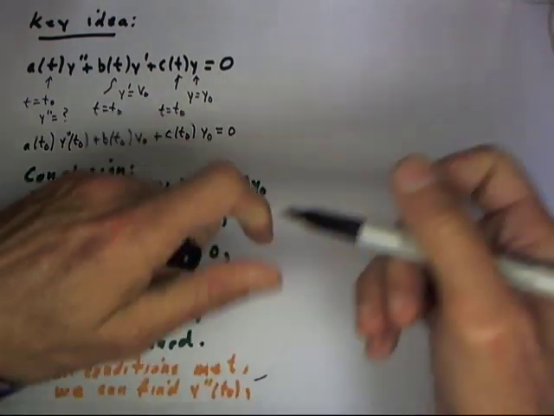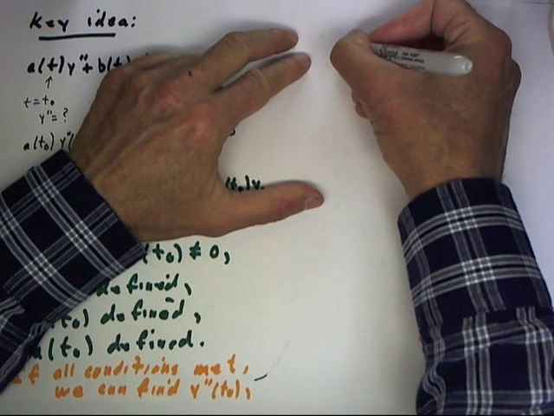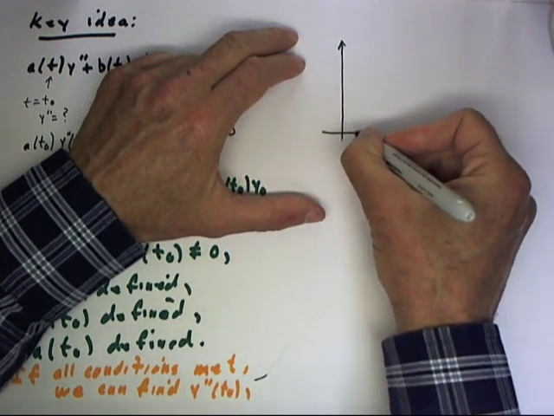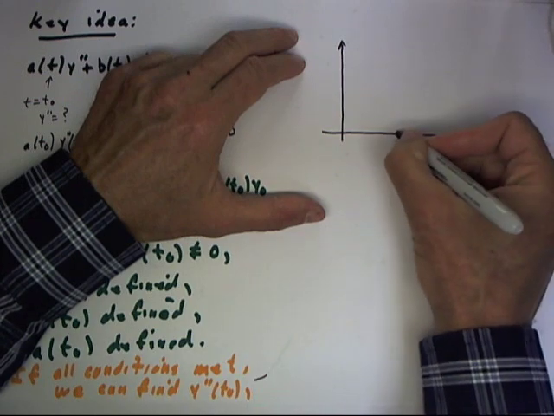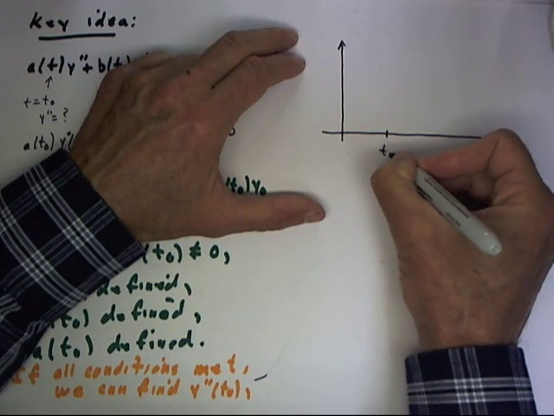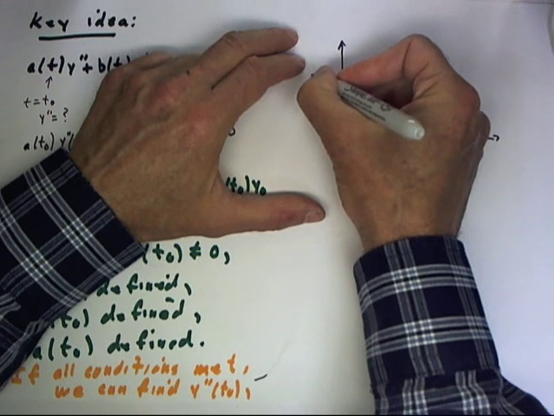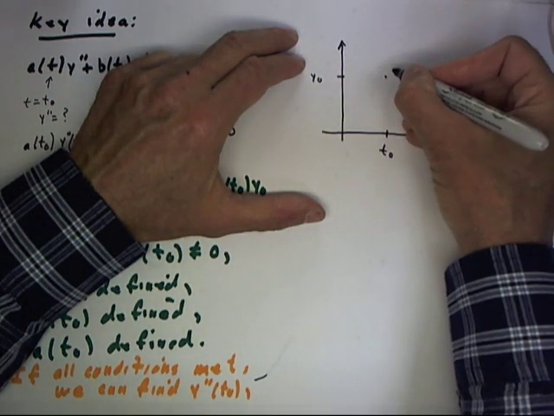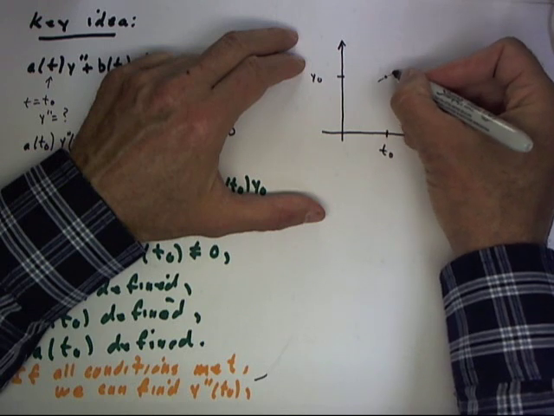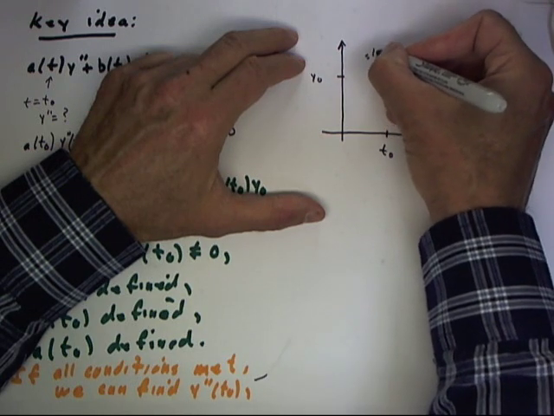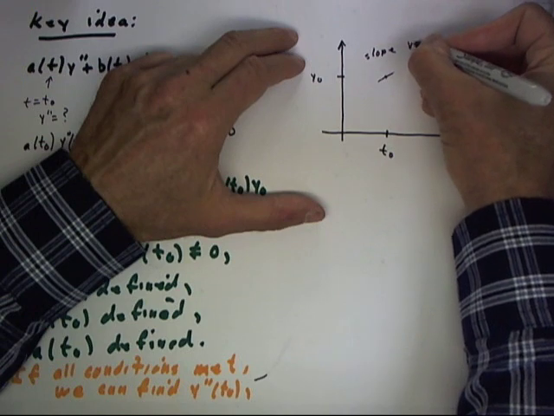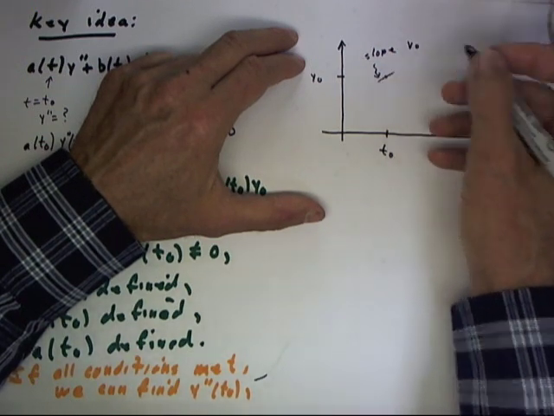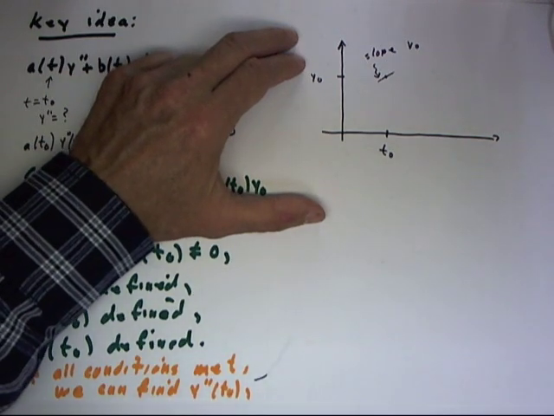Okay, at this point, let's summarize geometrically what we know about the function. We have a coordinate t naught, we have a coordinate y naught that lie on the solution curve. We have a segment with a slope v naught, which is going to be tangent to any solution curve.